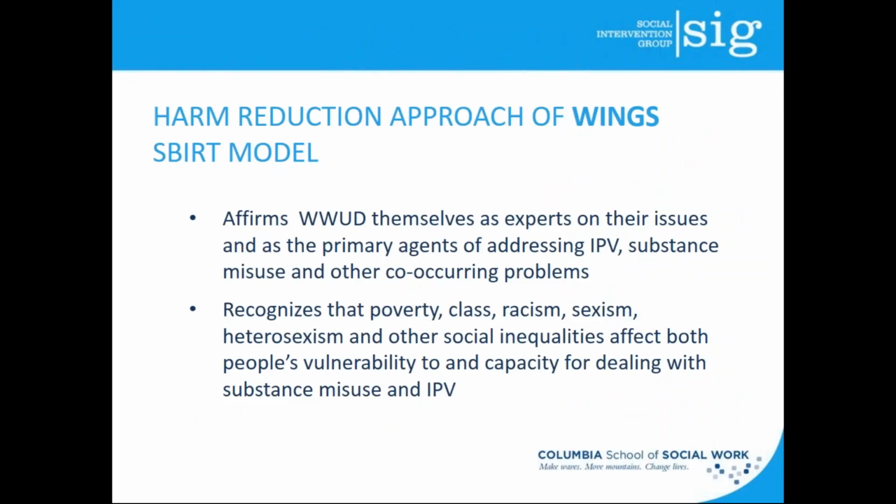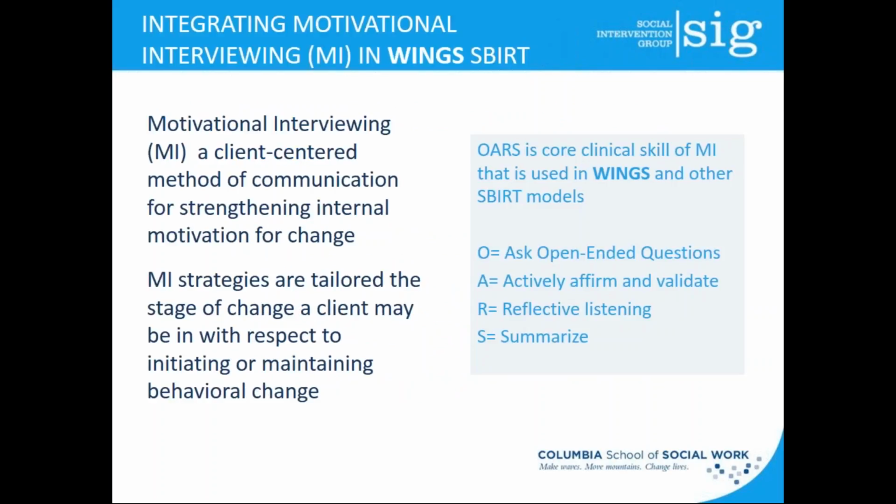So now I want to talk a little bit about the background and philosophy of the WINGS IPV SBIRT model. It's really based on a harm reduction model, and the idea is to move women to a safer position, but let them drive the change, let them decide what choices they want to make in terms of their relationship. It adopts a completely non-judgmental attitude, whether they want to stay or leave in these relationships, recognizing that they're experts on their issues, and really the primary agents of addressing intimate partner misuse or any other issues that they may be experiencing. It also recognizes that poverty, class, racism, sexism, heterosexism, and other social inequalities affect both people's vulnerability to and capacity for dealing with substance misuse and IPV.